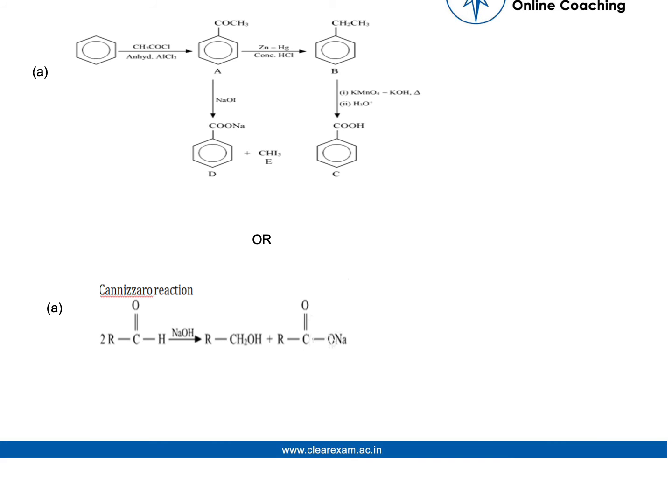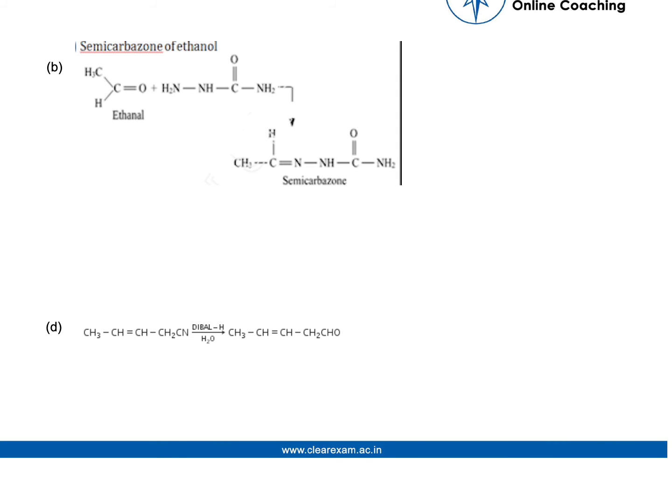Moving to the B part, that is, draw the structure of semicarbazone of ethanol. This is the structure of semicarbazone of ethanol: CH3CH=NNHCONH2.